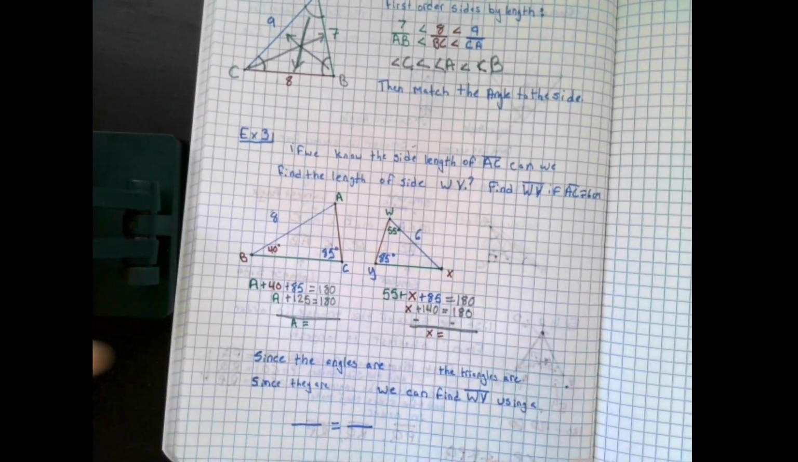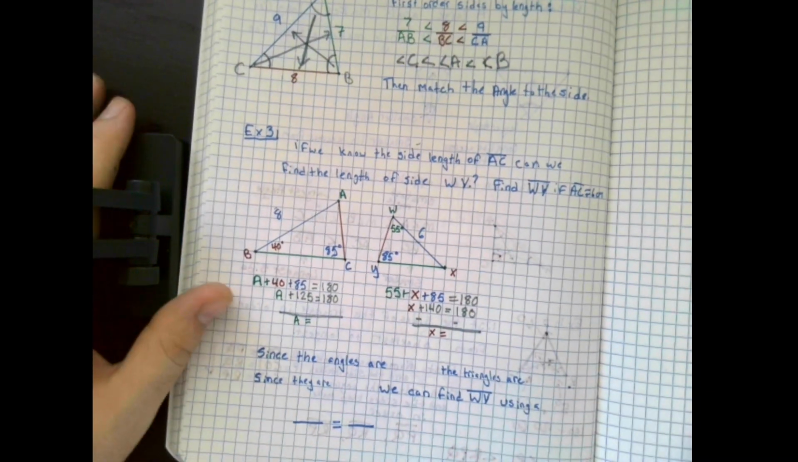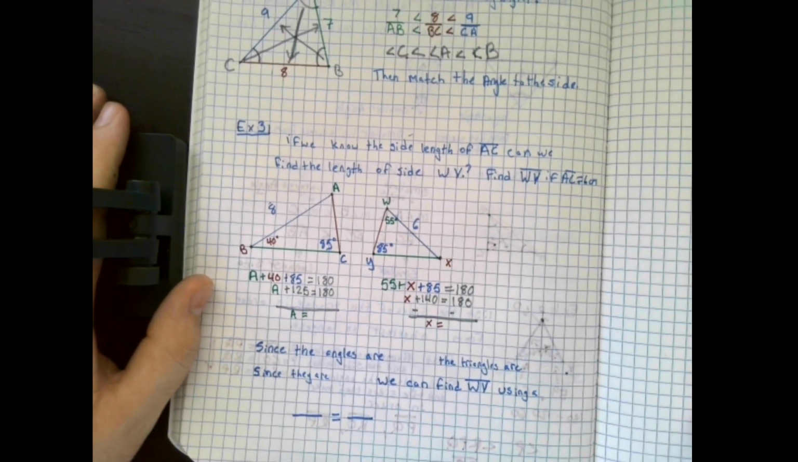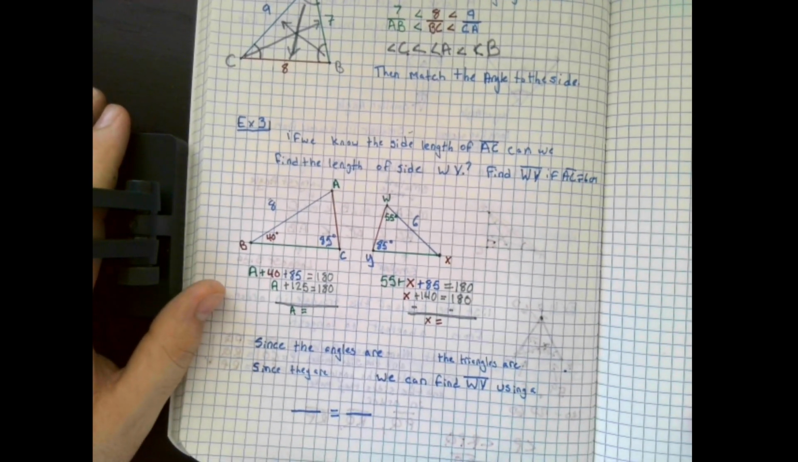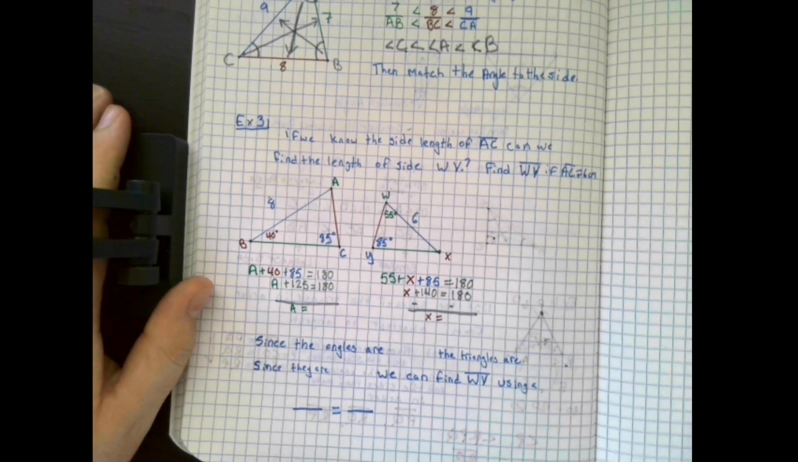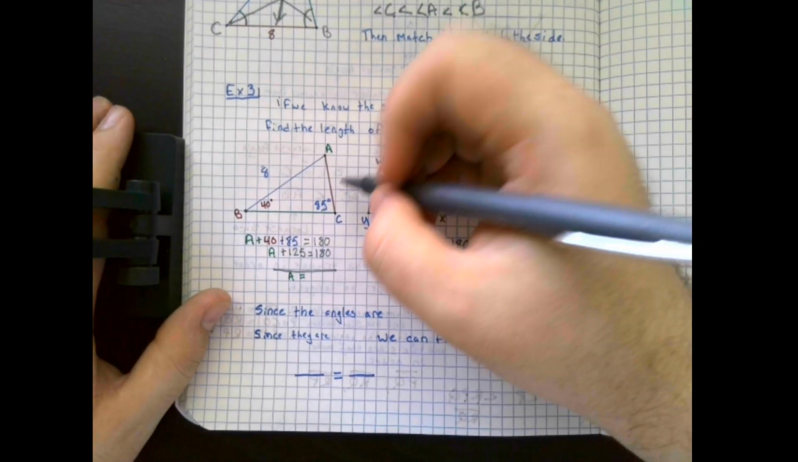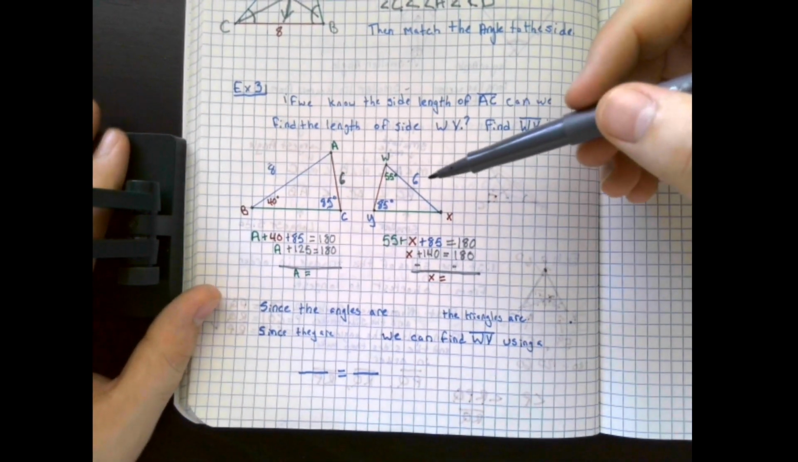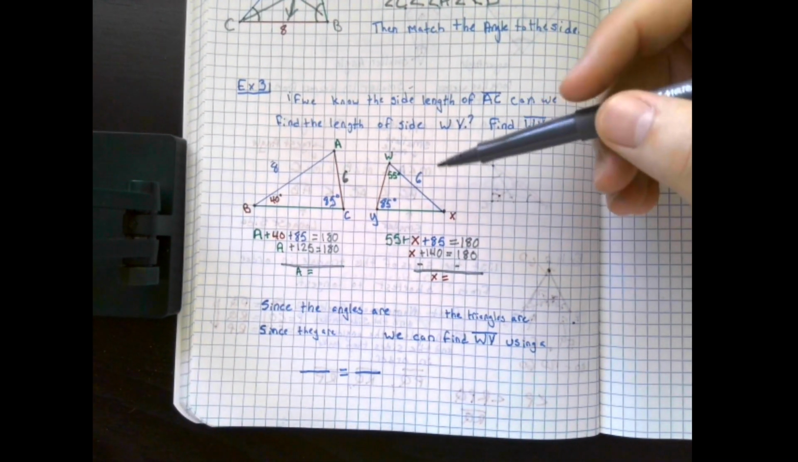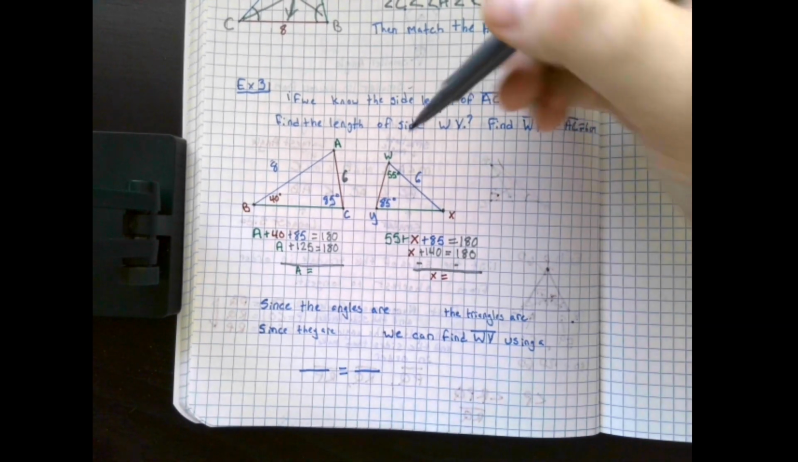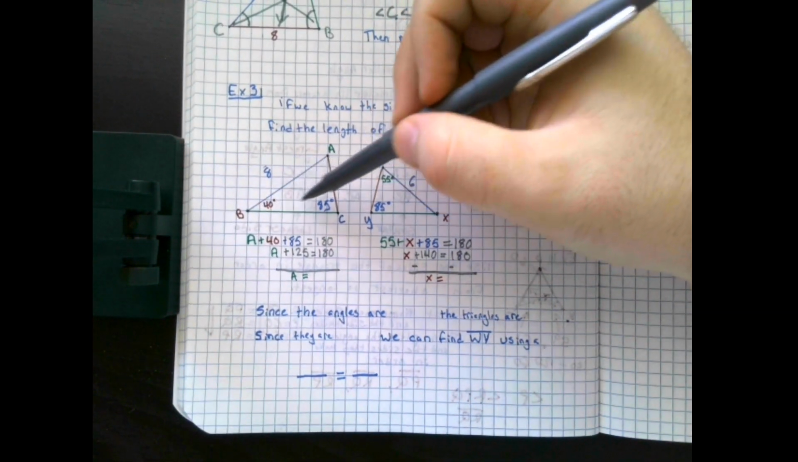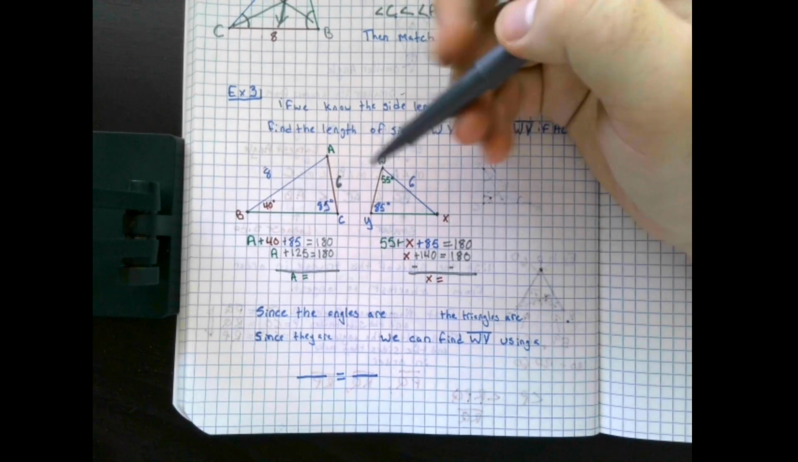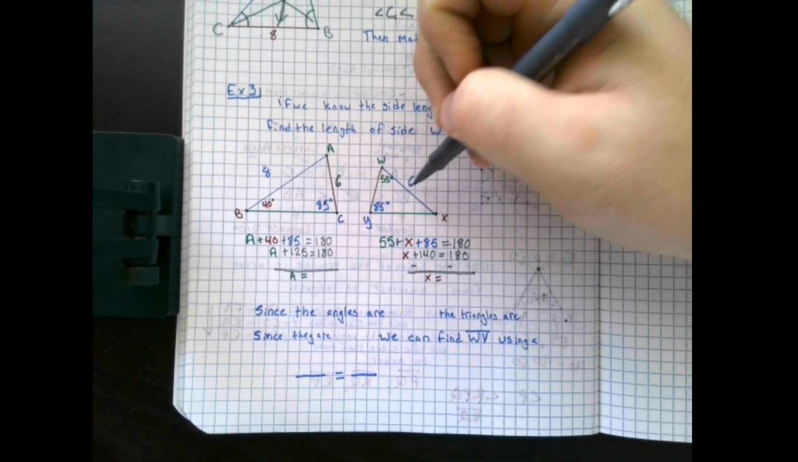For example 3, we were asked, if we know the side lengths of AC, can we find the side length of WY? Find WY if AC is 6 centimeters. Now, in this triangle, you're given 3 pieces of data about each triangle. You're given 2 angle measures and 1 side length.